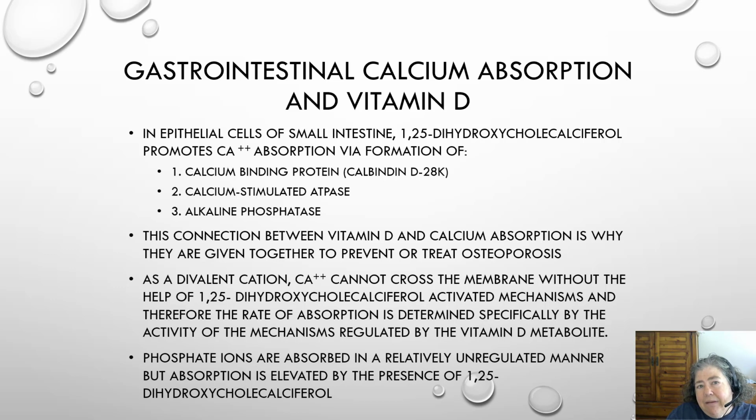Remember that calcium is ionic, it's a cation, and it can't cross cell membranes without these mechanisms like calcium binding protein, calcium stimulated ATPase, and alkaline phosphatase. So the rate of absorption of calcium is entirely determined by these regulations by vitamin D. And phosphate ions are absorbed in a less regulated manner, but the presence of vitamin D is helpful in the absorption of phosphate as well as of calcium.